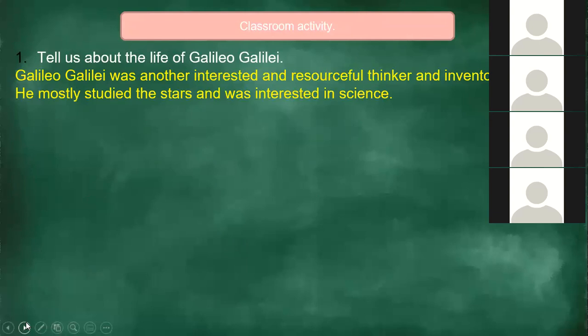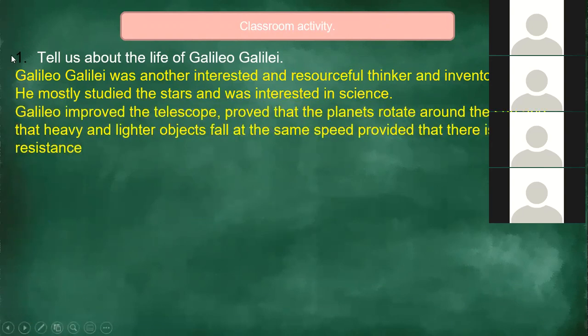Nice. He mostly studied the stars and he was interested in what? Science. Okay, he was interested in science. Galileo improved the telescope, okay? Proved that the planets rotate around the sun, okay? And then that heavier and lighter objects fall at the same speed, okay? Provided that there is no air resistance, okay?